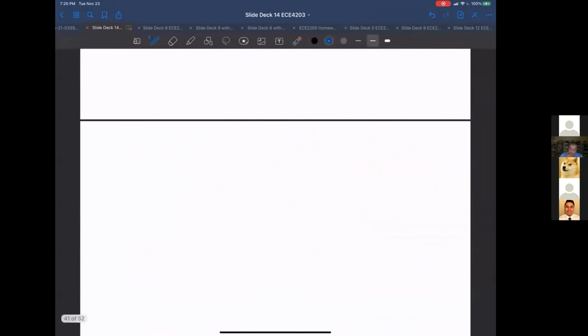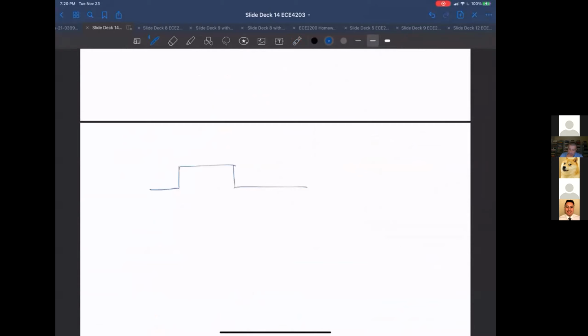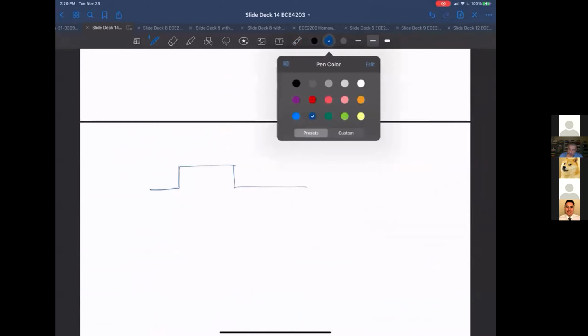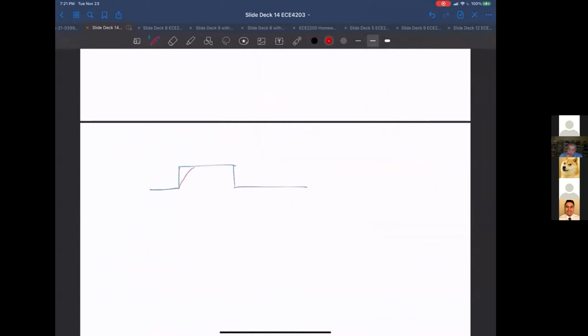Do you mean that you have a situation where you're like this, or you're like this? Which is it, case one or two, or is it something else? My output doesn't look like half of it is reaching logic one. It looks more like the second one. Not to that extent, but kind of.